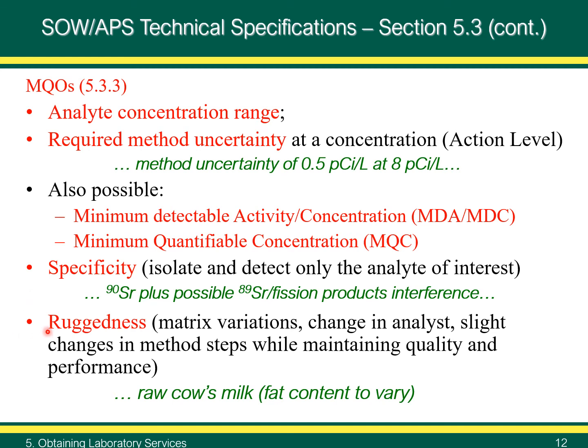Yet another MQO listed is for method ruggedness. Method ruggedness is defined as the relative stability of the method performance for small variations in method parameter values. This would include matrix variations, change in analysts, and slight changes in method steps, while maintaining the quality and performance. For this reason, the APS lists a specific matrix, raw cow's milk, fat content to vary, instead of a general one.